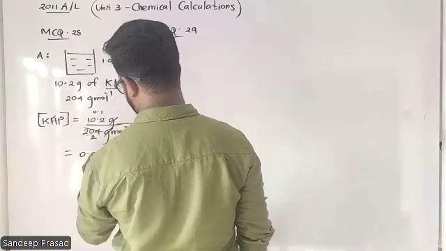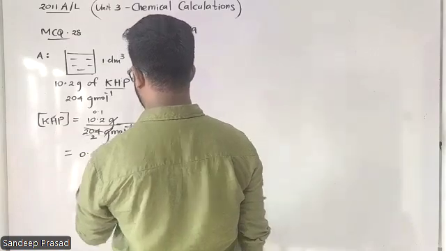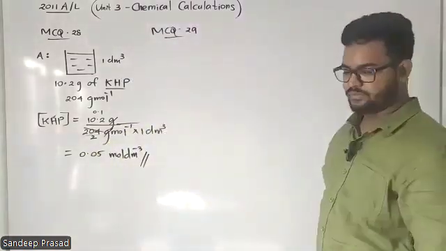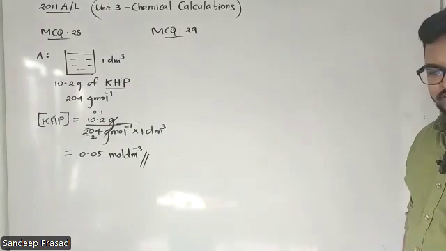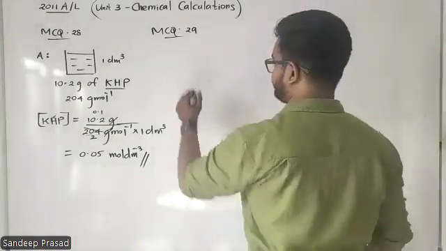0.05 moles per cubic decimeter. So this is the molar concentration of the potassium hydrogen phthalate solution that we have prepared, capital A. Okay. Then let's move to the capital B solution.